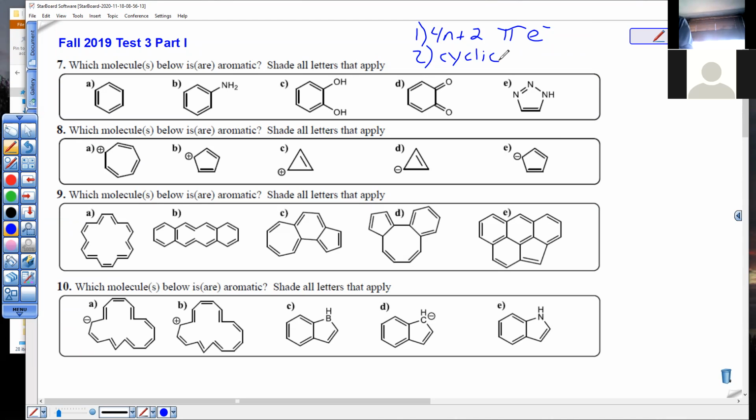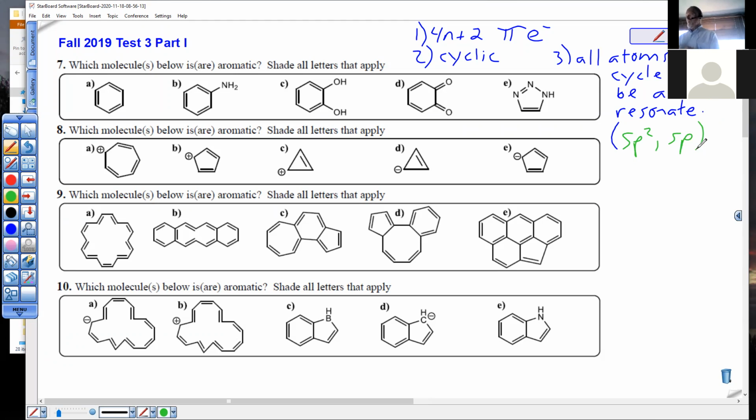And 3. All atoms in the cycle... I'm going to paraphrase the actual rule. They must be able to resonate. And if you remember, the only orbital that can resonate is a p orbital. So the only hybridizations that have p orbitals left over are sp2 and sp.